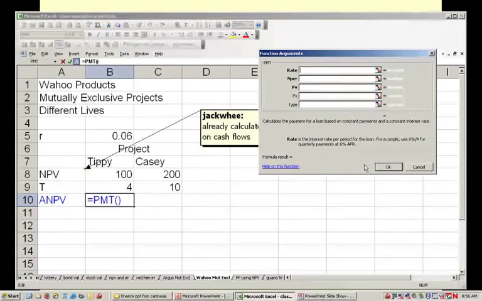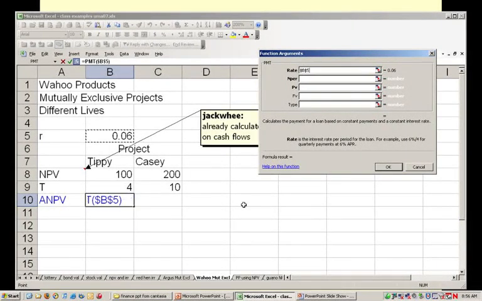Now our rate in the payment function is the discount rate we use to calculate the NPVs, and that's our 6%. So I highlight that cell reference, and I'm going to hit the F4 key to lock the cell reference, because we're going to want to be able to use that again without having the cell change. Second argument in the PMT function is the number of periods over which the net present value is generated. And for project Tippy, that's 4, so I highlight that cell.